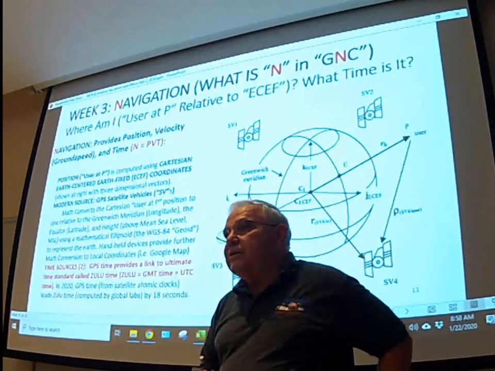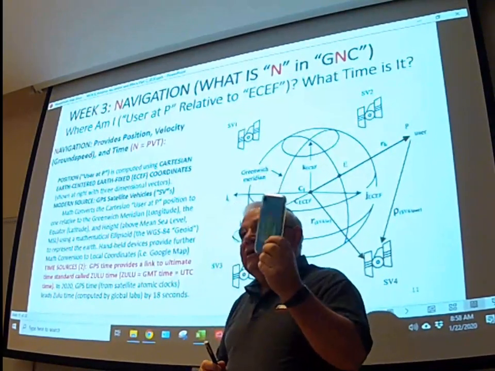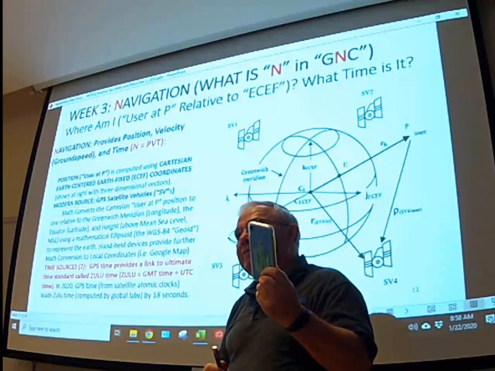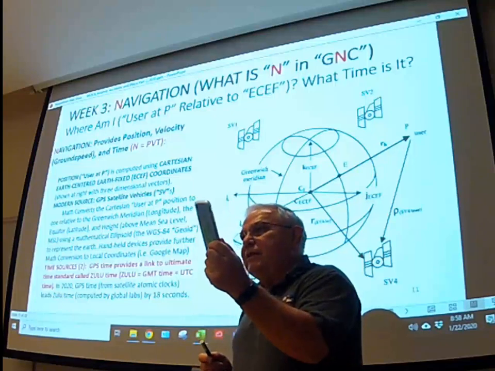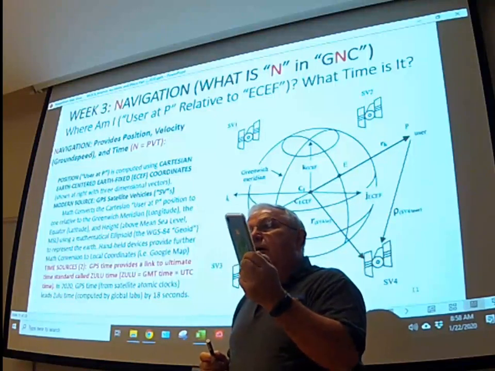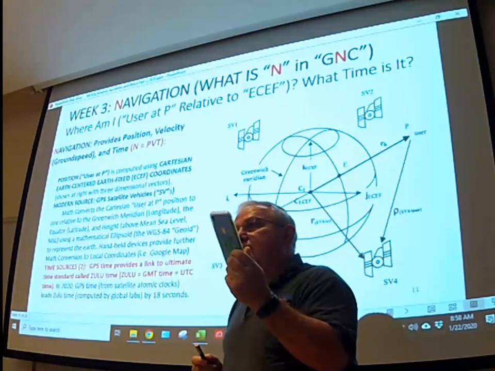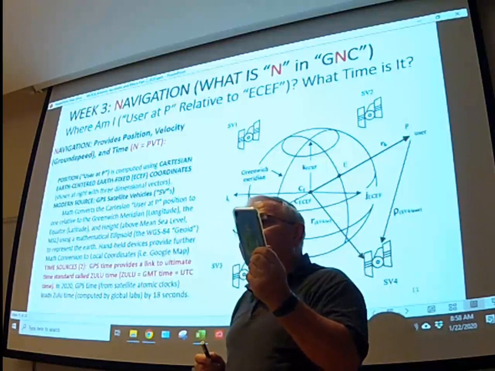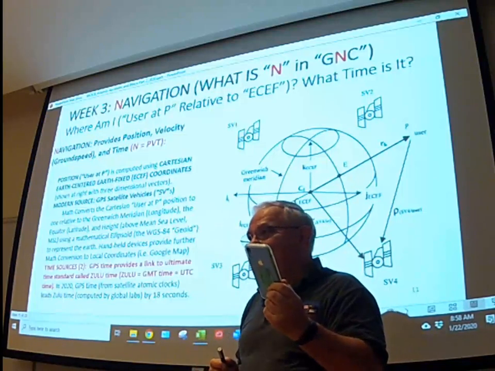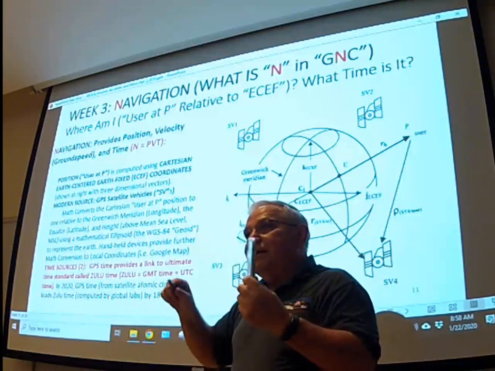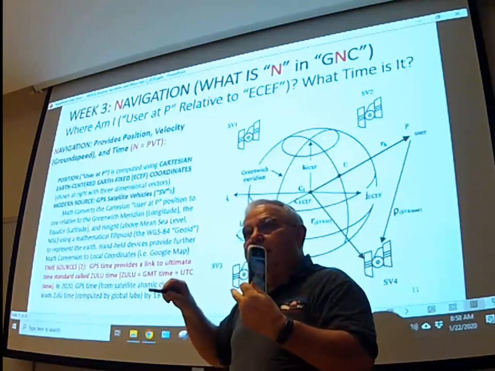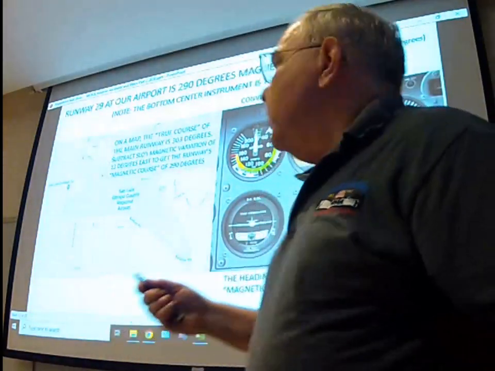How accurate is GPS time? Within a nanosecond. What's a nanosecond? It's 10 to the minus 9th second. What does that mean physically? Can I have an idea? Yeah, a nanosecond is the time it takes light to travel 1 foot. Light goes 186,000 miles a second. Well, in 1 foot, light goes 1 nanosecond. That's how accurate.